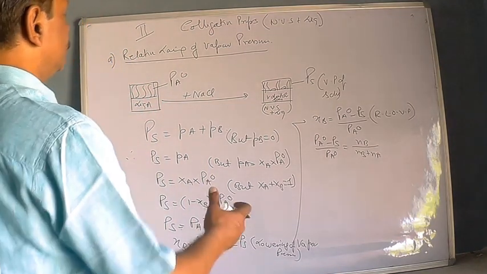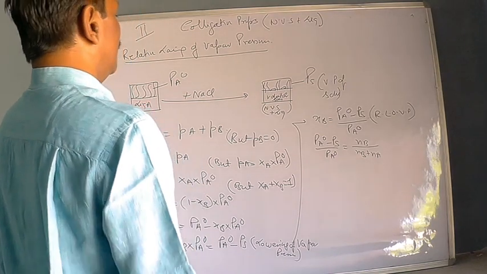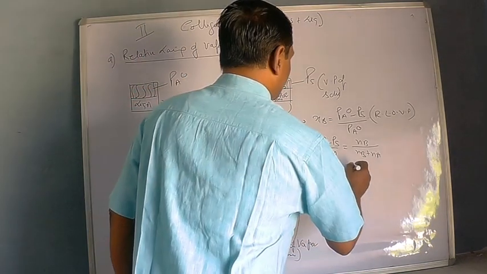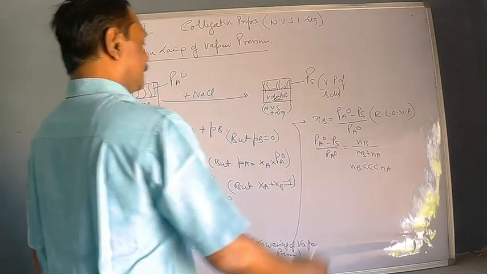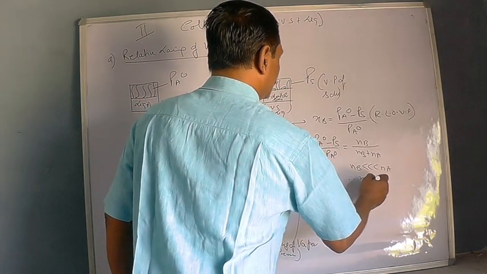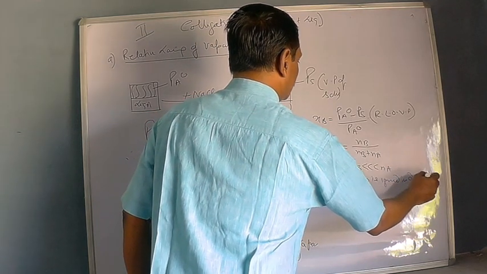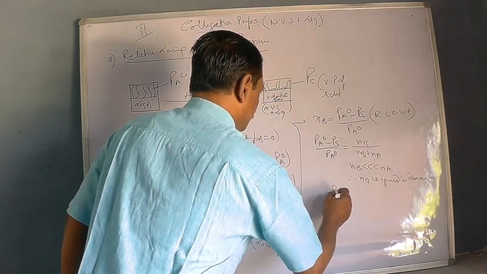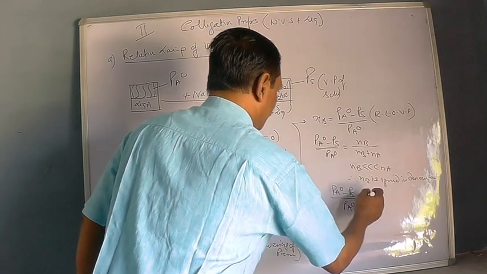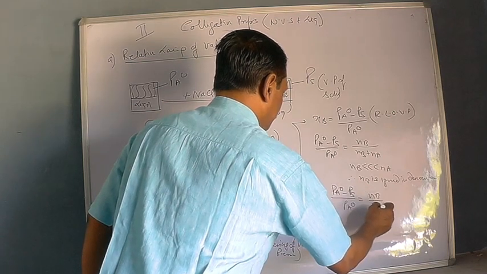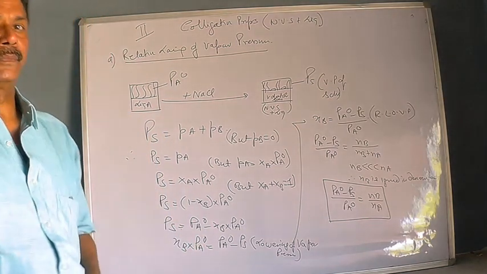Class, the chapter name is solution, and to be more particular, it is dilute solutions. In dilute solutions, we find the number of moles of solute is much less than the number of moles of solvent. Therefore, NB is ignored in the denominator. So we get the final value here: PA0 minus PS upon PA0 equals NB upon NA. This becomes my expression for relative lowering of vapor pressure.